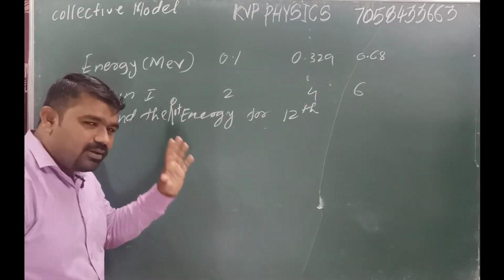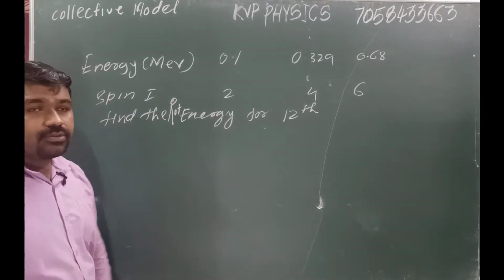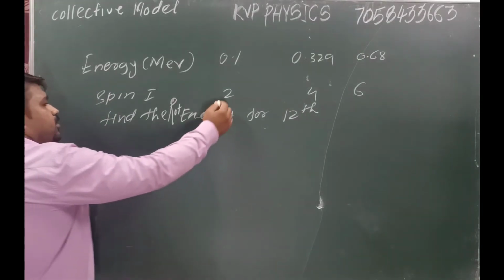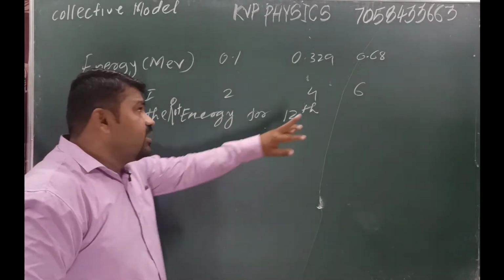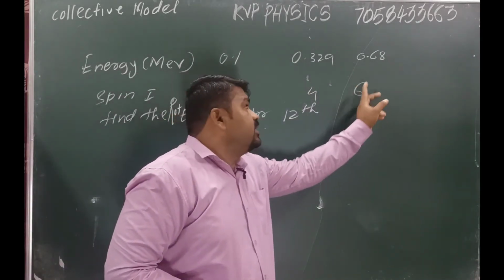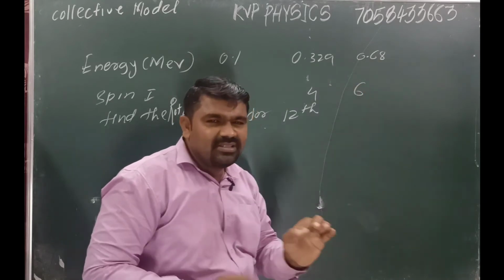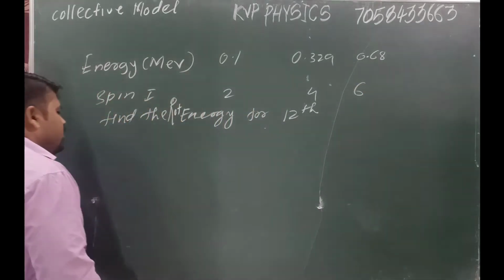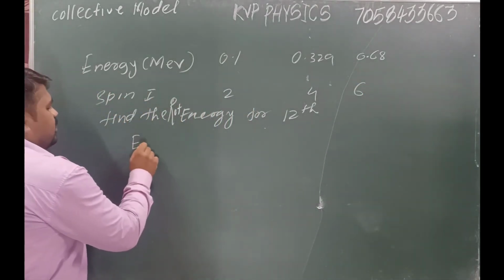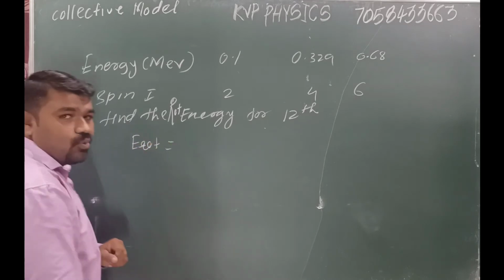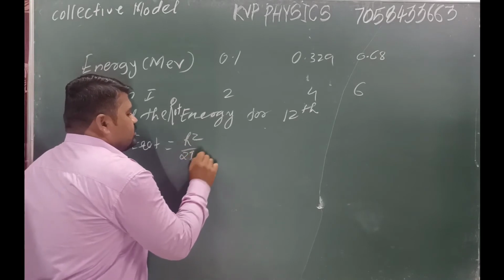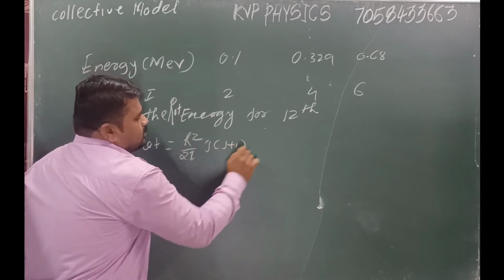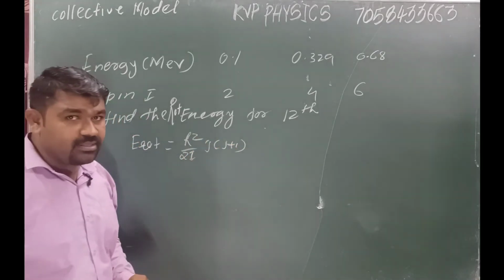First, whatever the data are given, first find out the h cross square upon 2i value. Here, for the 2 plus state they are given energy is equal to 0.1, for the 4 plus state they are given 0.329, and for the 6 plus state they are given energy is equal to 0.6 MeV. Now we know what the rotational formula is. Rotational energy is equal to h cross square upon 2i, J into J plus 1.